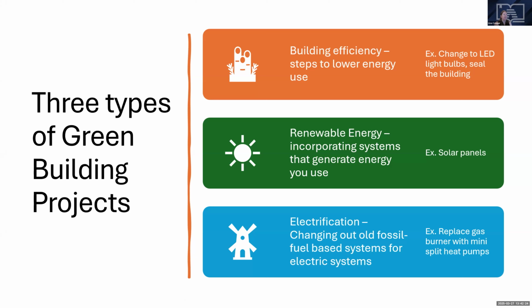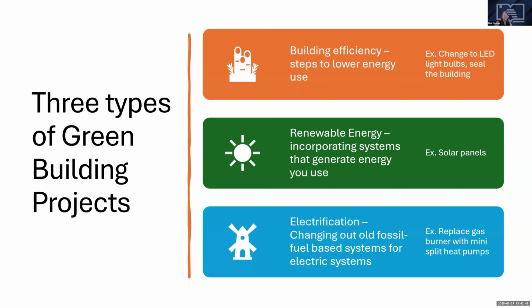And this could be as easy as switching your light bulbs to LED light bulbs. It could be sealing your building, things like that. The second type was renewable energy, which is incorporating systems that generate energy you use. This could be solar panels. And then the next one was electrification, which is changing out old fossil fuel-based systems for electric systems.